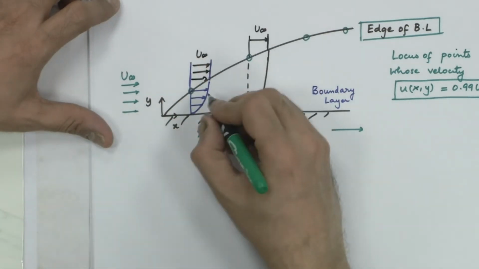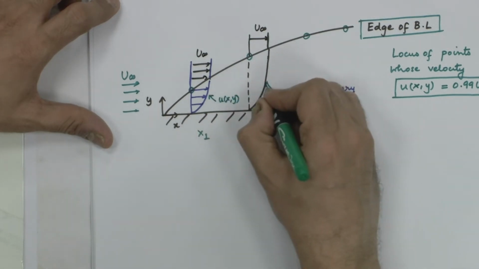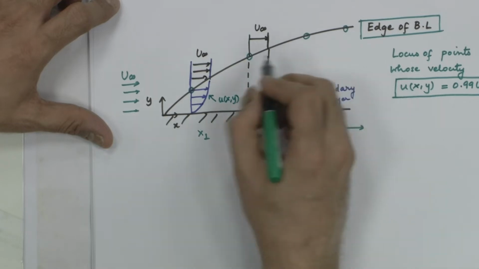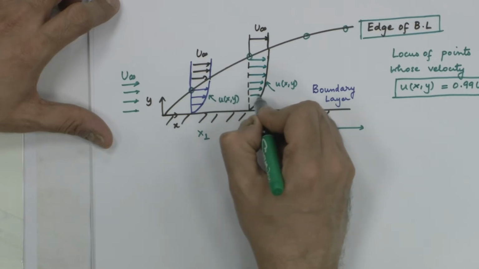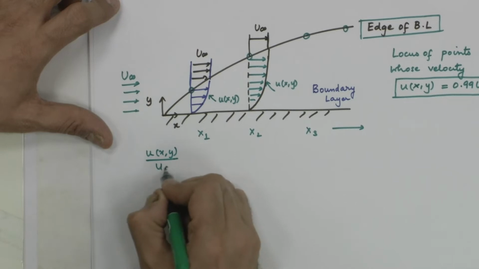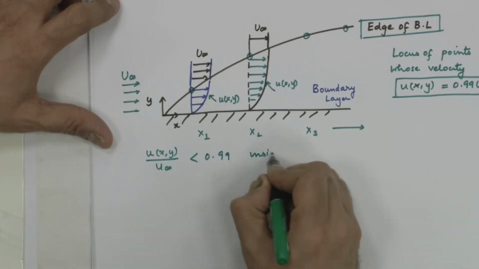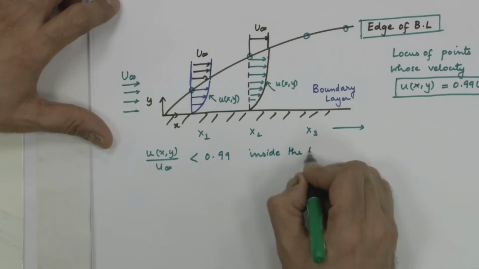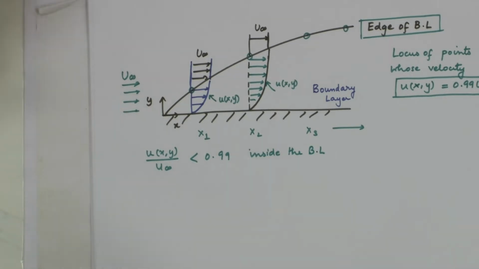What about in this region? This is u(x, y), this is u(x, y). And you see that every point inside the boundary layer has u(x, y) divided by u infinity less than 0.99. Why? Who is causing this reduction? A property of the fluid called viscosity.